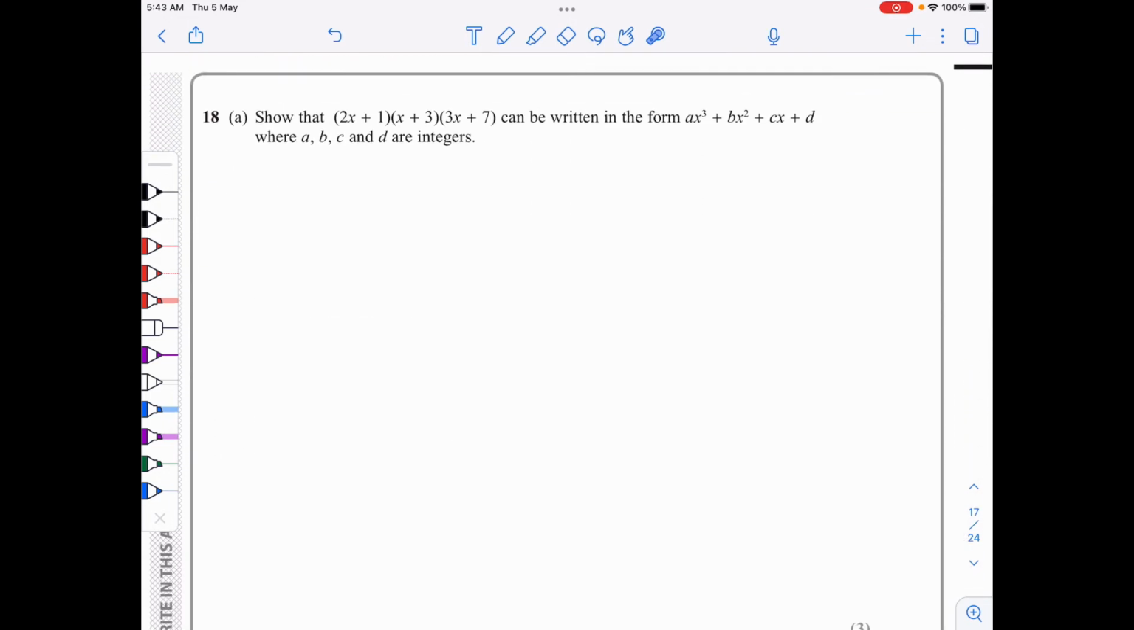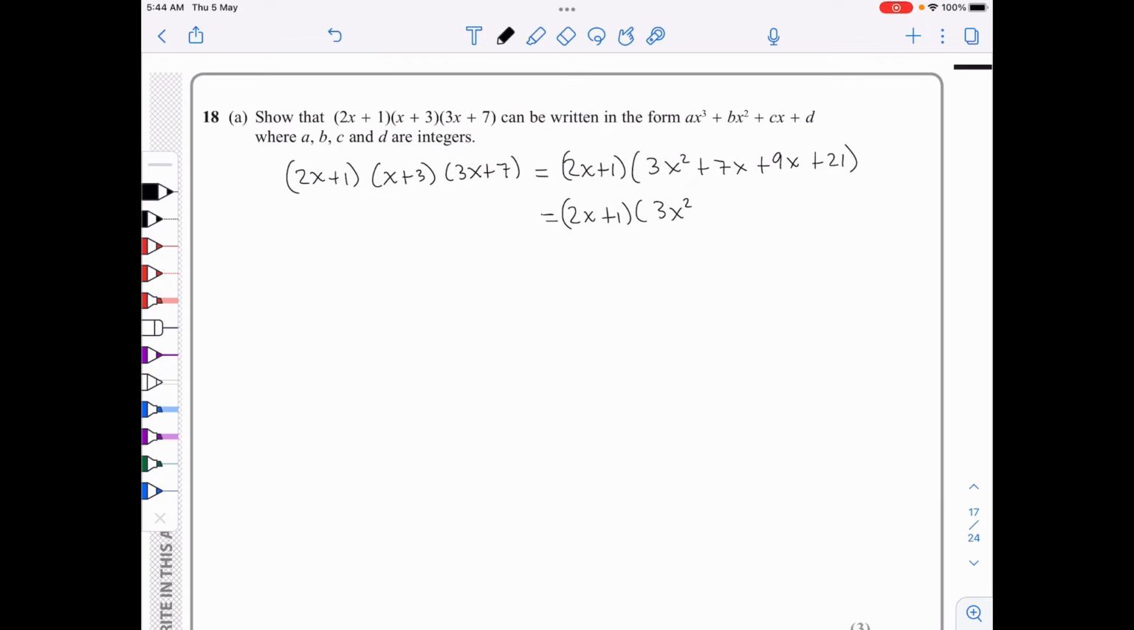18, we need to expand the triple brackets here. So I've got 2x plus 1 times x plus 3 times 3x plus 7. I will start by leaving the 2x plus 1 on its own there and expanding the other two sets of brackets here. So x times 3x is 3x squared, x times 7 is 7x, 3 times 3x is 9x, and 3 times 7 is 21. I will collect the like terms and then expand further.